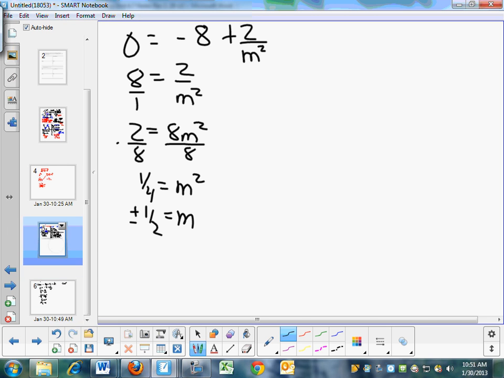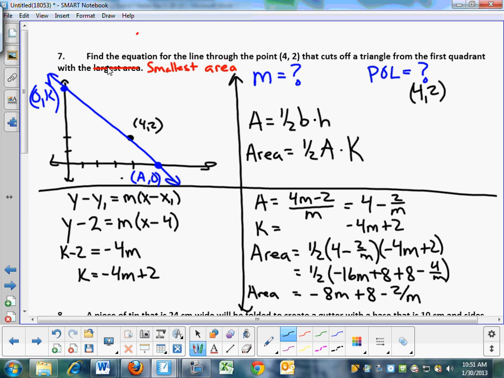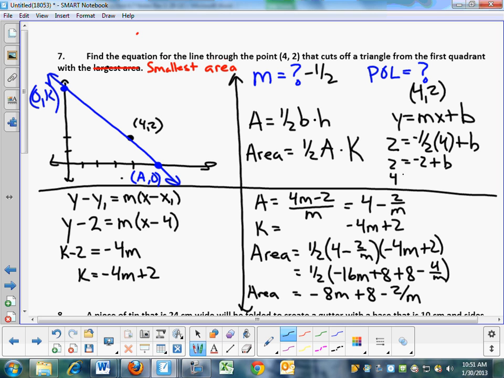Let's go back to we're almost there. m is negative 1/2. Point on the line is (4, 2). The problem says find the equation. Can we do that? Sure. y equals mx plus b. So y is 2, m is negative 1/2, x is 4. 2 equals negative 2 plus b. 4 equals b. y equals negative 1/2 x plus 4.